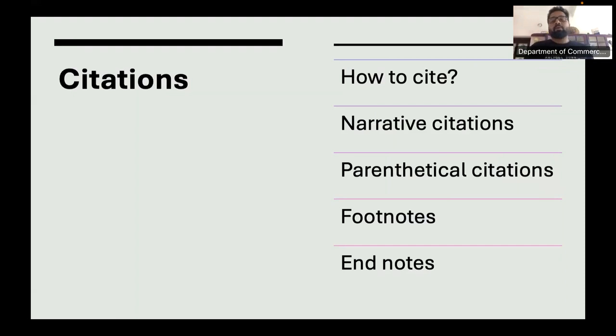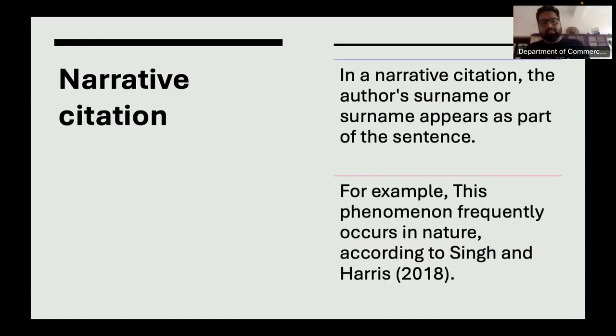Okay, so this is about citation. I will explain how we can use narrative citation and parenthetical citation. So two citations are used while writing literature reviews. The first one is the narrative citation. In a narrative citation, the author's surnames appear as part of the sentence. So for example, this phenomenon frequently occurs in nature according to Singh and Harris.